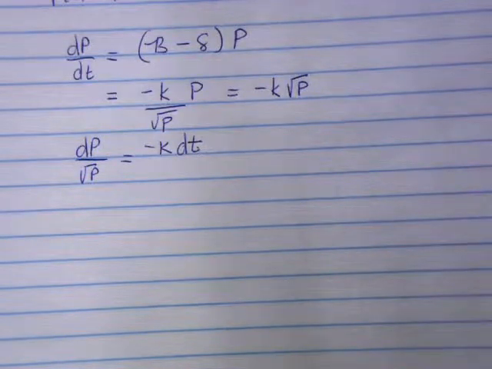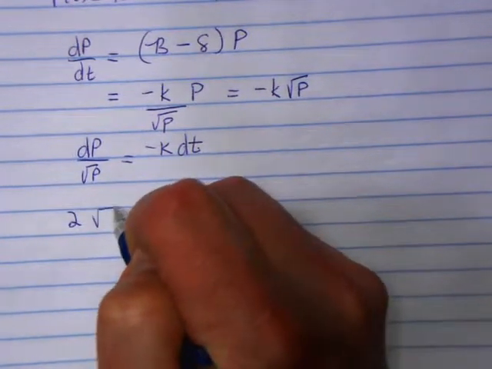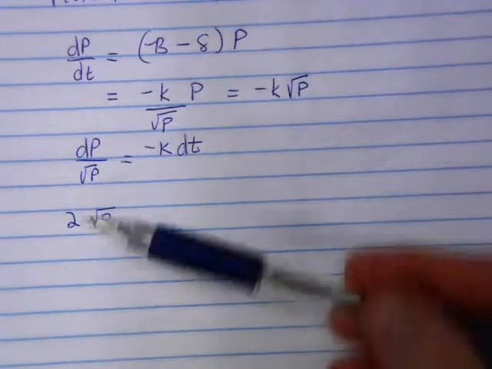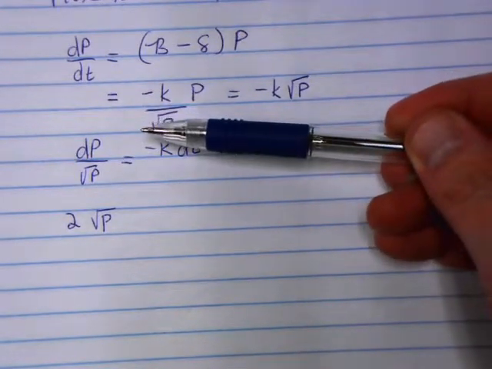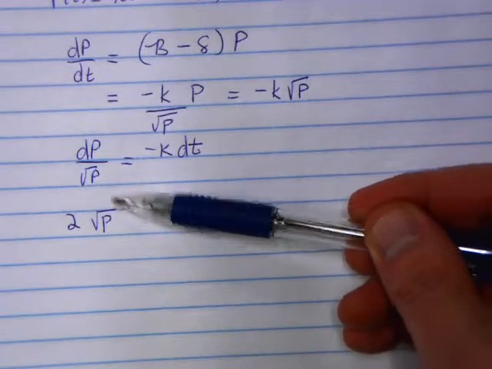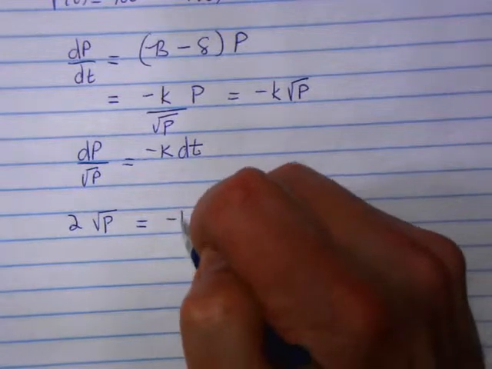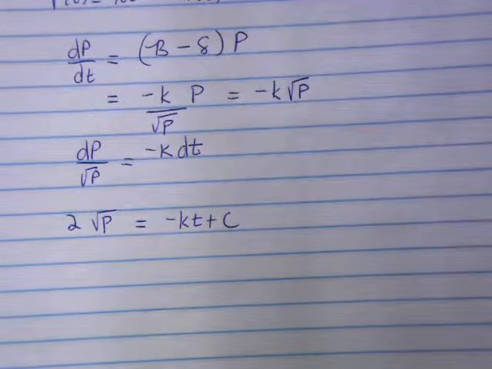Integrate. What's the integral of dp over the square root of p? It's 2 square root of p. Because this starts as a p to the negative 1/2. I add 1 to my power, it becomes a p to the positive 1/2, which is square root of p. And then I'm going to divide by 1/2, which is the same as multiplying by 2. And this side over here, negative kt plus c.